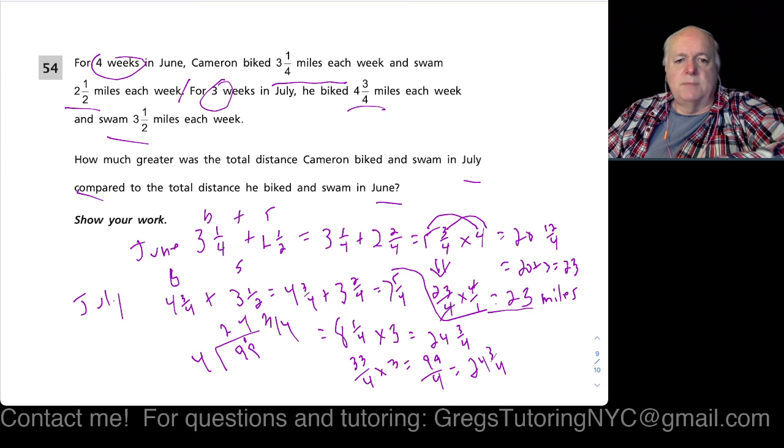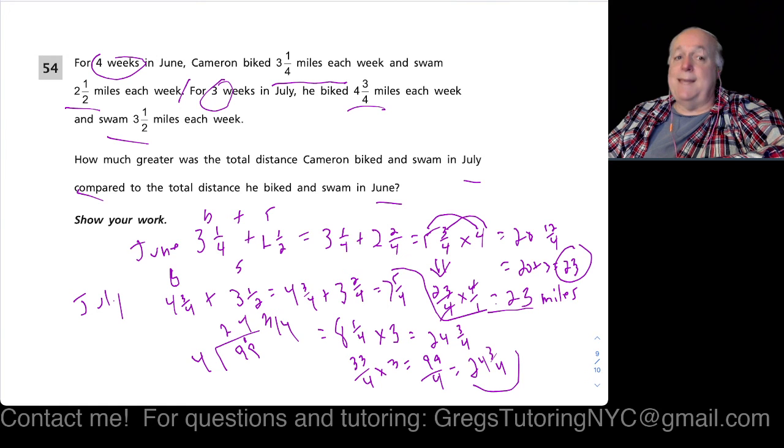Okay, so some students stop when they get to 23 over here and think that's the answer. It's not. And some students stop when they get to 24 3/4 and think that's the answer. It's not. So let's reread the whole question and see where we're at.